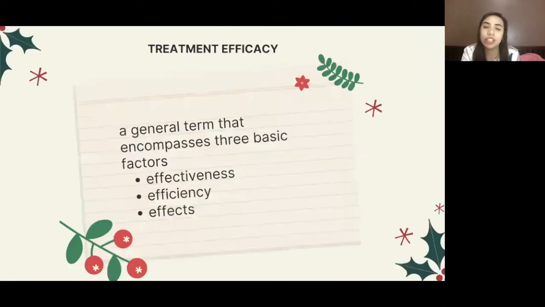So you look at treatment efficacy as well. What is treatment efficacy? Basically, it talks about effectiveness, if your goals were effective for the client. Efficiency, if this goal helped him or her in daily life, was it functional? And the effects: what were the effects of your goal? Did he or she do better in school? Did he or she go back to work because you already targeted this goal? He or she can speak fluently already, so he can go back to work. So you really have to look at the efficacy of the goals that you made.